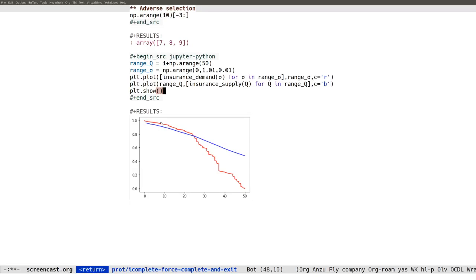Then I have the demand curve, which is downward sloping for the standard reason. At a high value of sigma, only the people who have a very high probability of incurring the accident will buy insurance, and as sigma goes down, more and more people are willing to buy insurance. The equilibrium in this market is determined by this intersection point, which is the maximum number of people that can be supplied with insurance at a cost that covers the expected cost for the insurer.